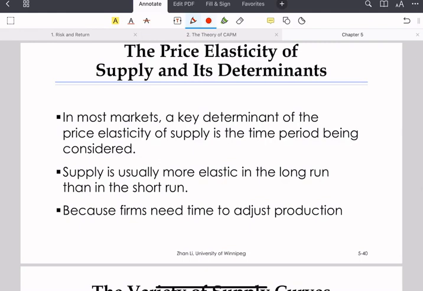Now let's ask, what determines price elasticity, right? Here we will only talk about one major factor. The key determinant of price elasticity of supply is the time period, right? It's the time period. So basically, you can imagine that if you're a producer, your supply will be more responsive to price changes in the long run, right?